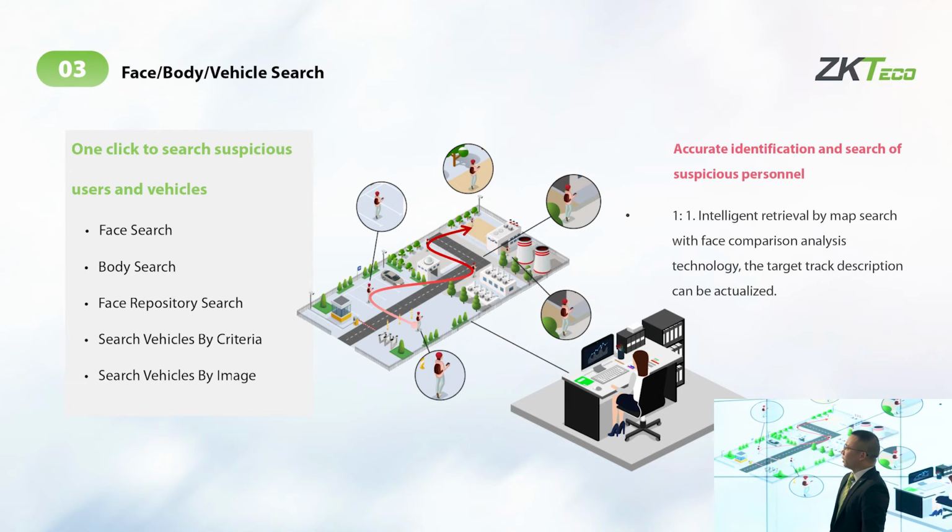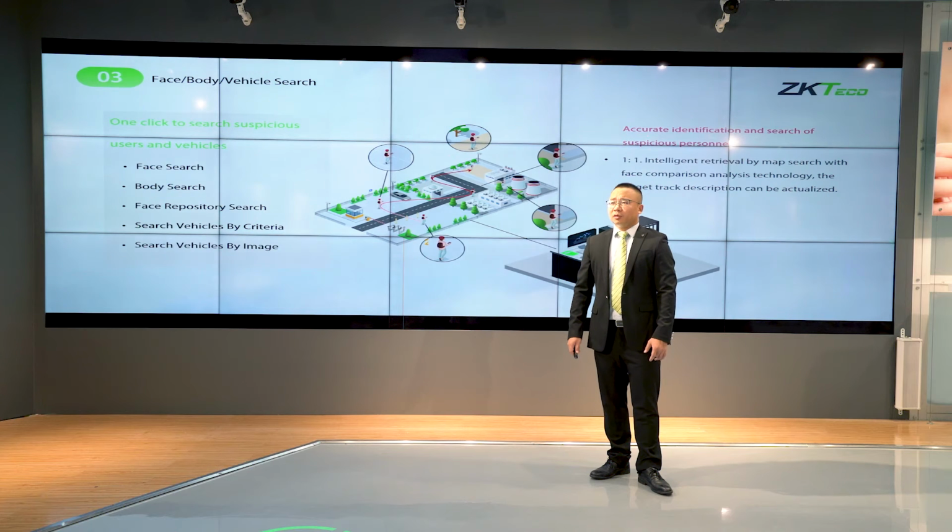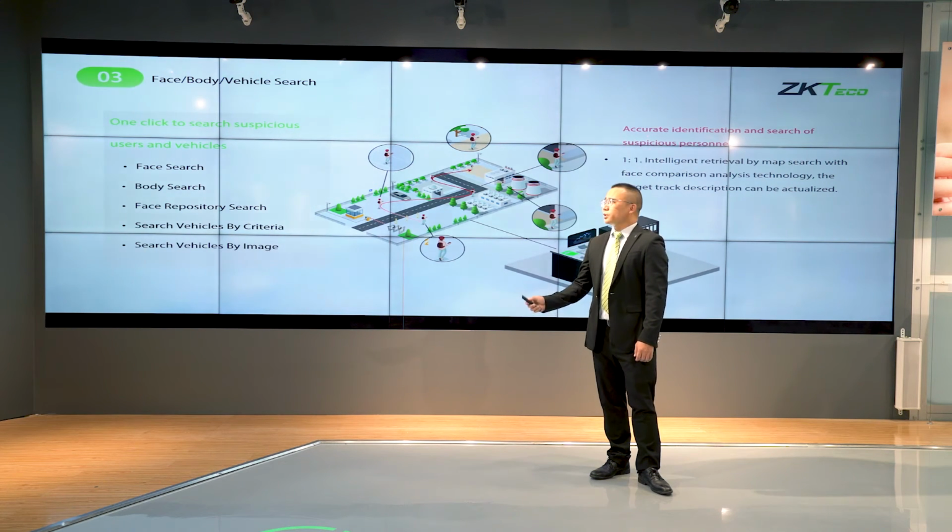Next, for the face, body and vehicle search, for some scenarios like this, from the diagram we can see the people just go around in the capitals. For example, in the park, if some child was lost, this function is very useful to find these lost children.